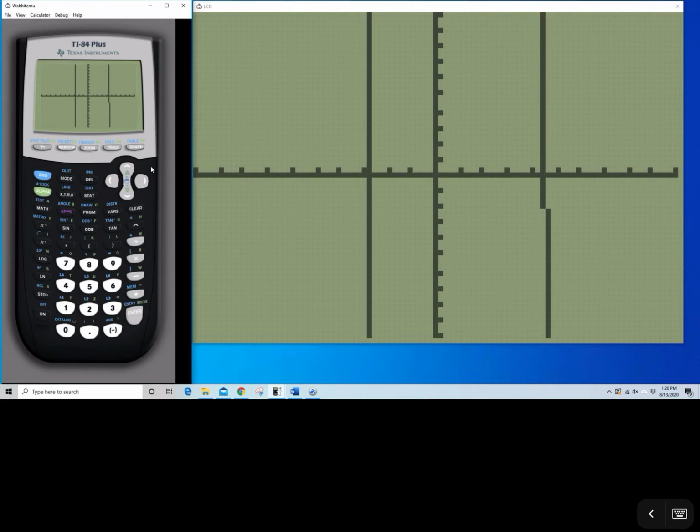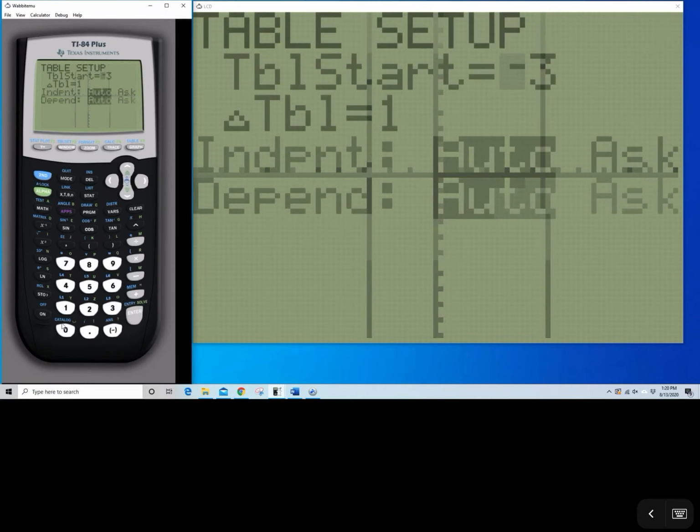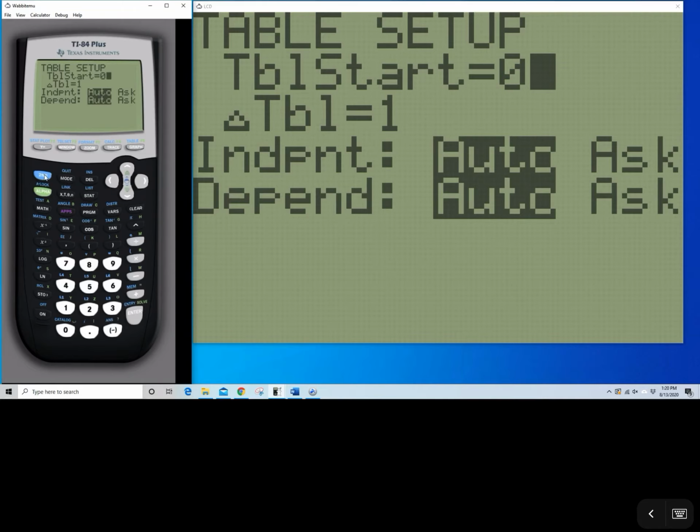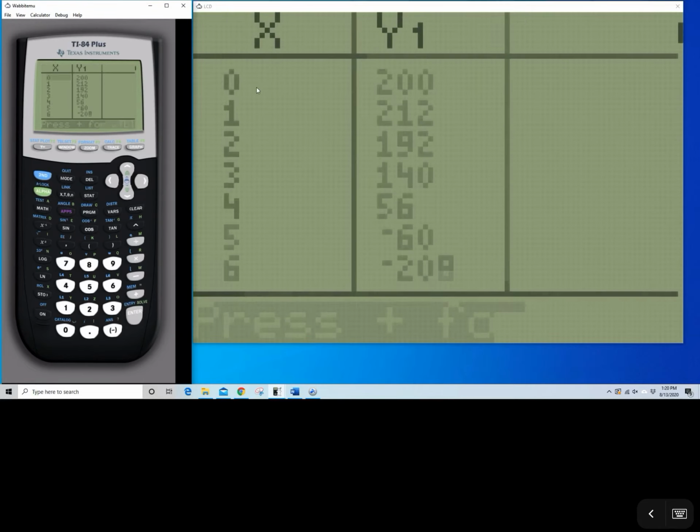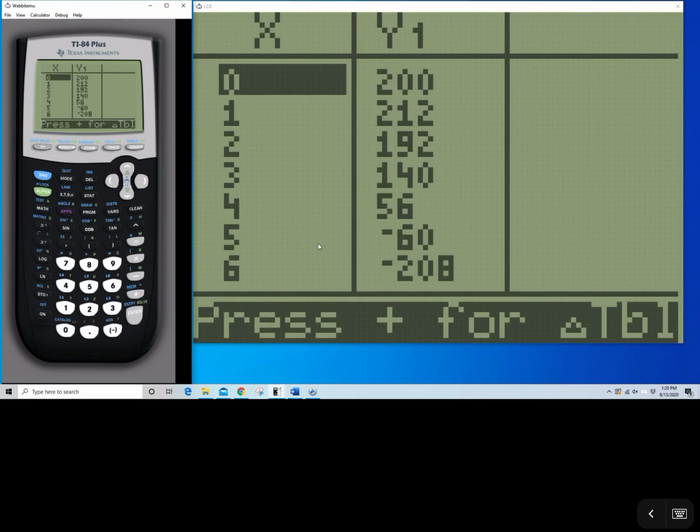I would encourage you to broaden out your window, and there is a really quick, easy way to get a good window, instead of just gradually making it bigger and then checking, and oh no, I need to go even bigger. If you go into your table, I'm going to go into table setup first. I'm going to start the table out at 0. Then I'm going to go into the table.